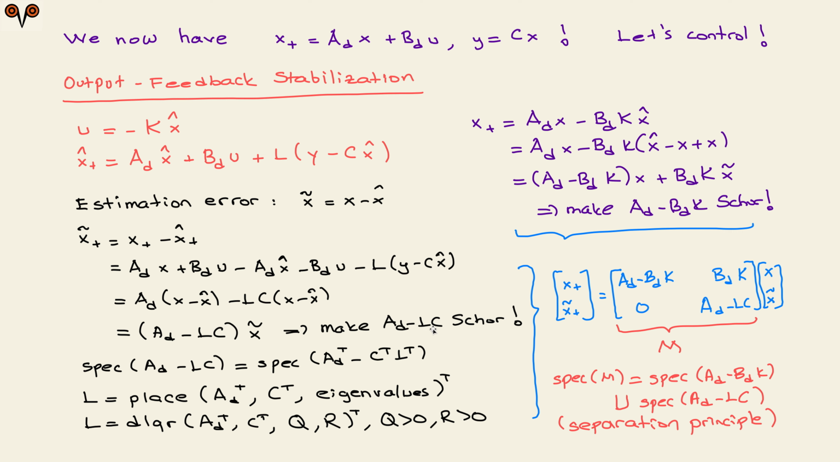So now how to make AD minus LC Schur? Basically, the eigenvalues of this AD minus LC matrix equal the eigenvalues of its transpose, which is AD transpose minus C transpose L transpose. If you take the transpose of LC, you obtain C transpose L transpose. Observe that this looks like an A minus B K type of structure, a similar trick to the continuous time case.